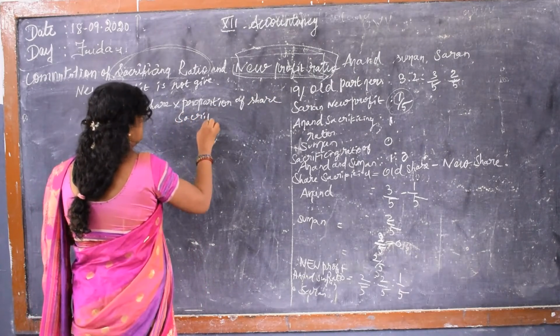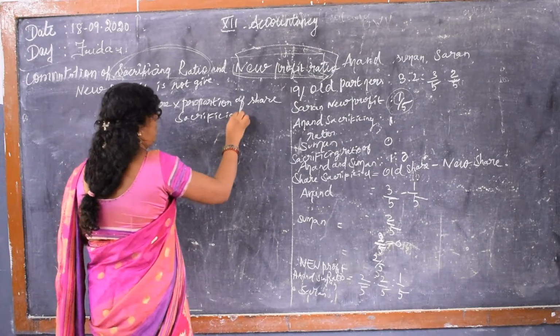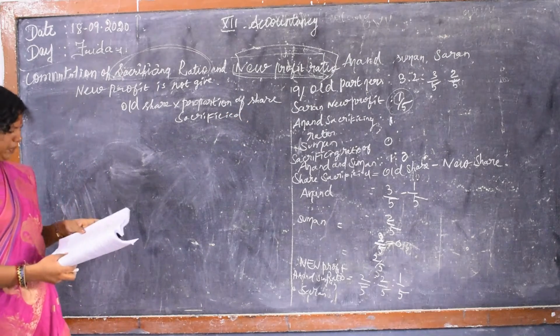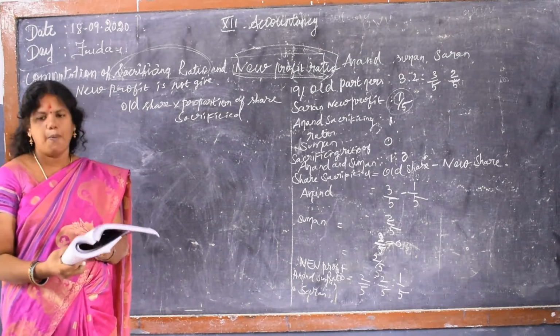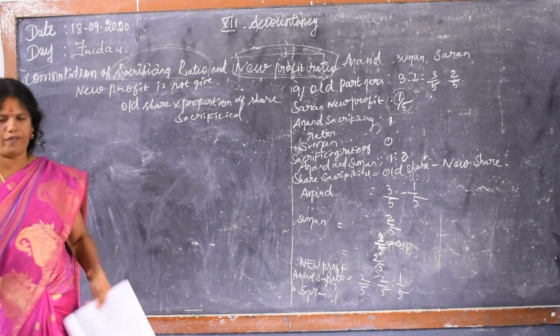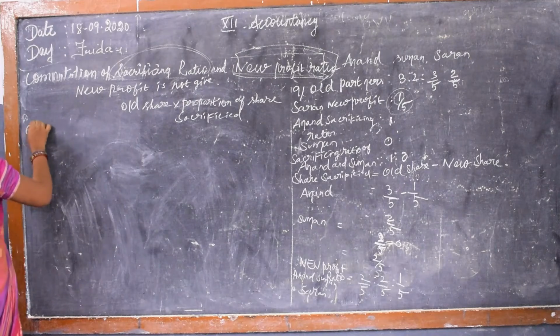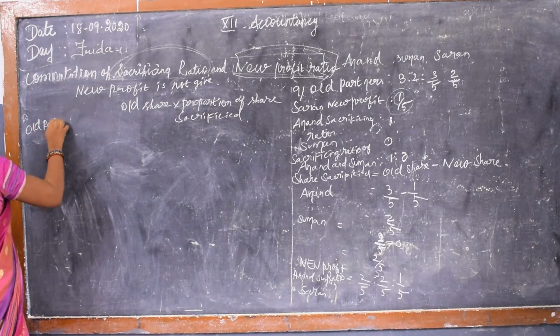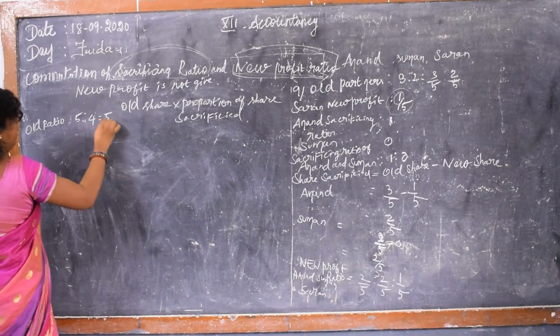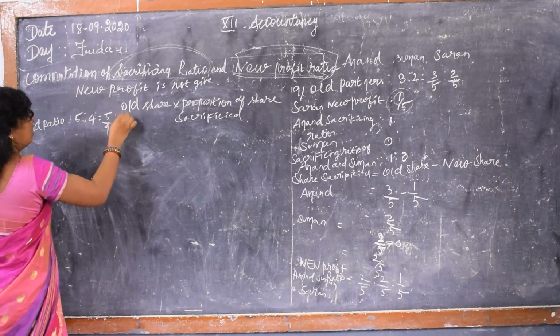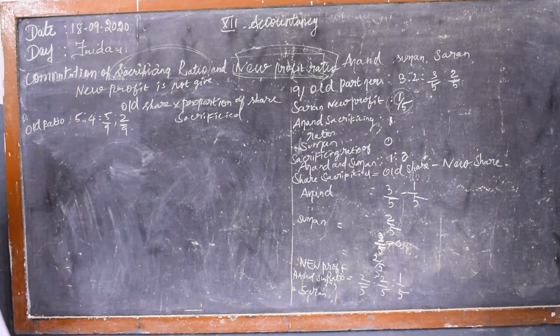Proportion of share sacrificed. Okay, this is the formula. Let me explain. Govind and Gopal are partners in the firm, sharing the profits and losses in the ratio of 5:4. First write the old ratio. Old ratio is 5:4, so 5/9 and 4/9.